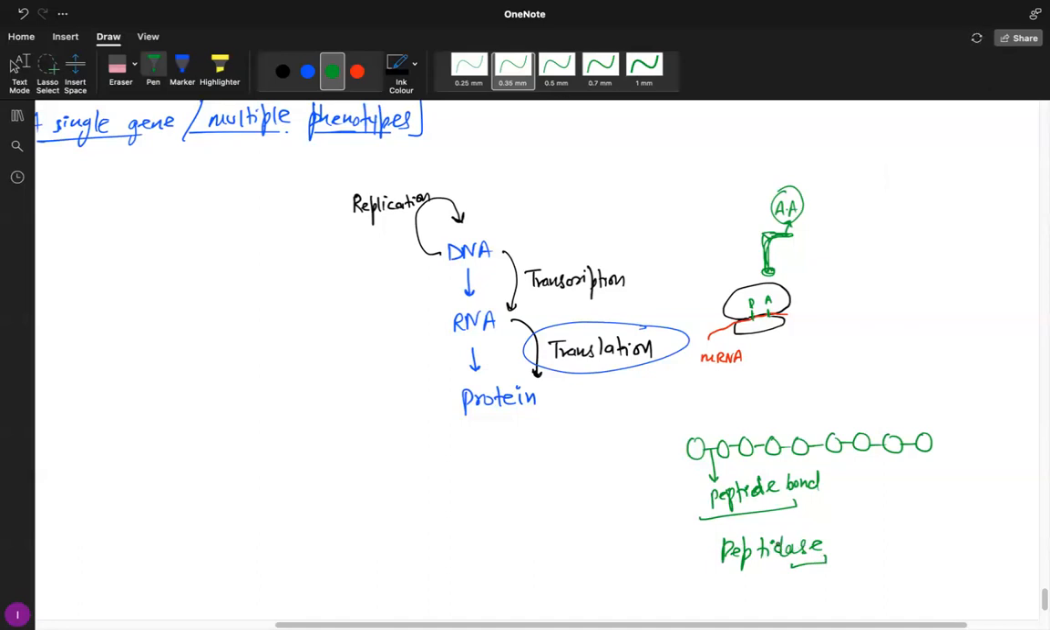So what is a proteolytic enzyme? Peptidase. Peptidase is a proteolytic enzyme. The word proteolytic means it breaks down protein. Proteolytic. Lysis means breakdown in biology. That's where biology becomes easy if you understand words.